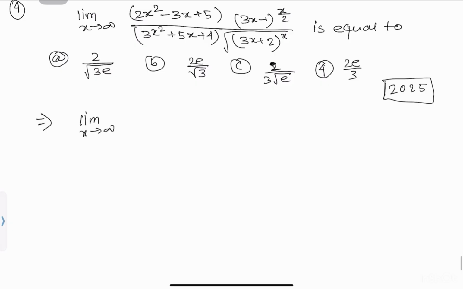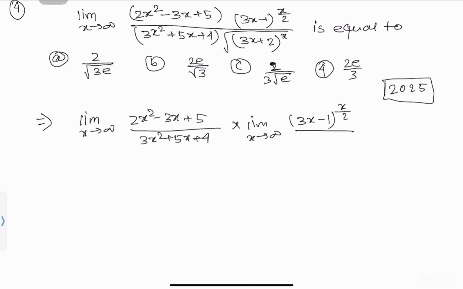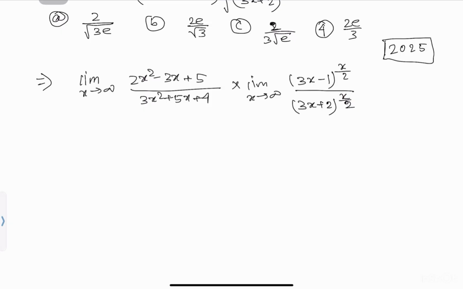Given limit x tending to infinity. I am writing part wise, like 2x square minus 3x plus 5 divided by 3x square plus 5x plus 4, into limit, I can write now. So limit x tending to infinity, 3x minus 1 whole to the power x by 2, and look here, the below part also same thing, 3x plus 2 whole to the power x by 2 I can write. Yes, so look here, if I put x tending to infinity, this is infinity by infinity form, this above. So I have to apply the L'Hospital rule. So limit x tending to infinity, just apply L'Hospital, means derivative, 4x minus 3 divided by 6x plus 5. Okay, again this is infinite by infinite.